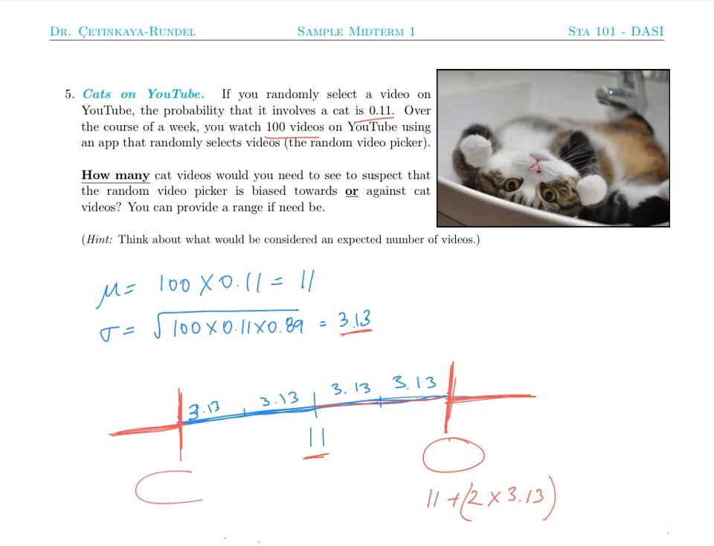What is the boundary here? How would I find that one? Exactly. Okay?